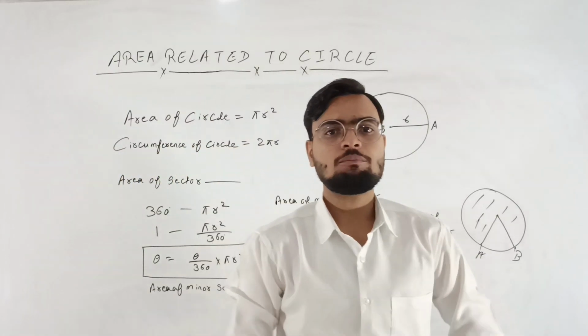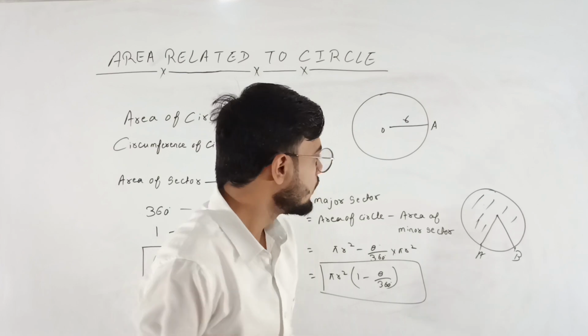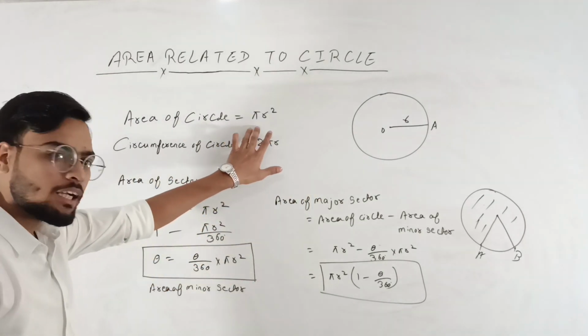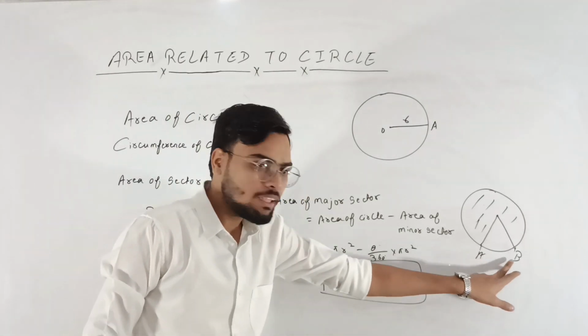Okay, let's see one more time how we find the area of a sector. We know the area of a circle is pi r square. Now this AB is an arc.